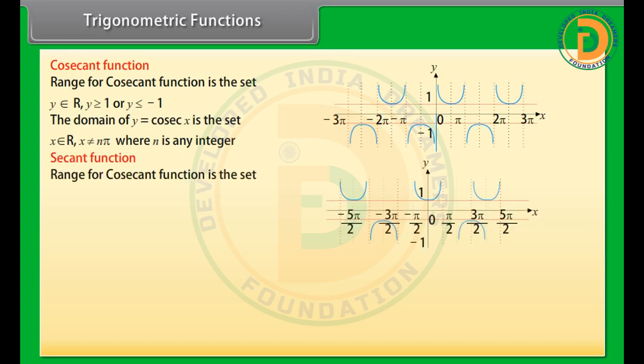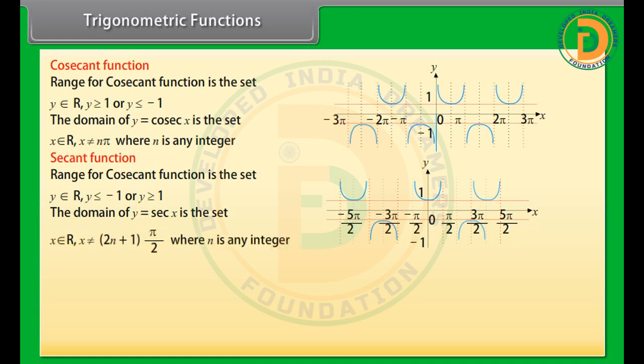Range for cosecant function is the set y belongs to real number, y less than or equal to minus 1 or y greater than or equal to 1. The domain of y is equal to sec of x is the set x belongs to real number, x not equal to (2n plus 1) into pi by 2, where n is any integer.